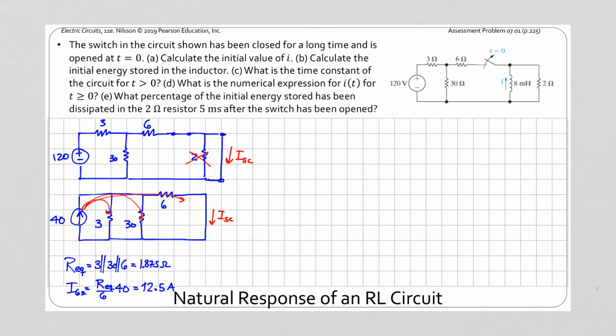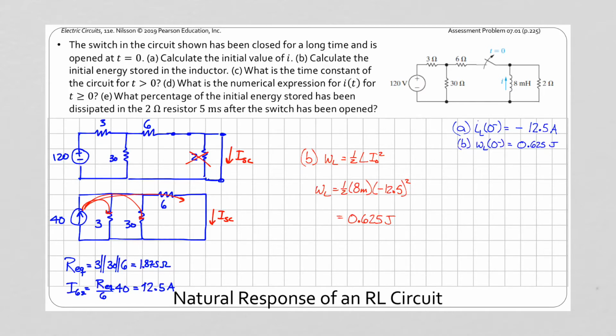So when we report that value, we're going to go ahead and give it a negative value in order to show that it's flowing the opposite direction from how we defined it. And we'll go ahead and write that over there. If we want to find the initial energy stored in the inductor, there's an equation for that as well. Since we know the inductance of the inductor, that's a given amount, and we know the initial current flowing through it, we can find the energy stored in that inductor.